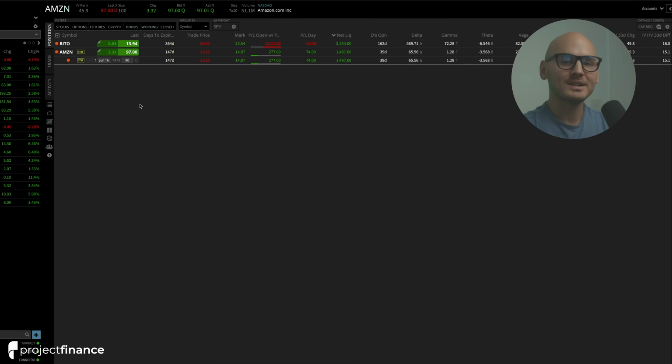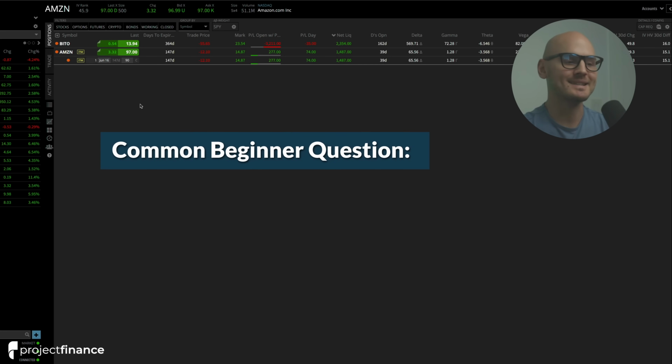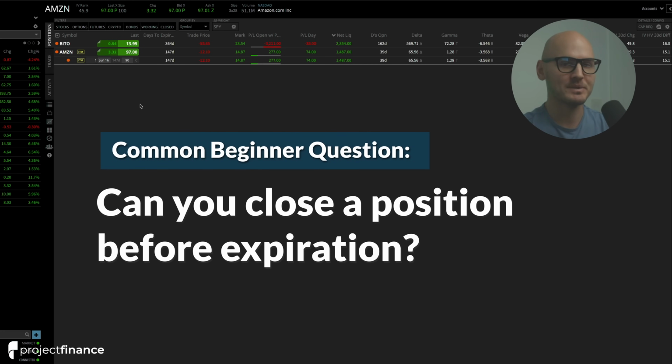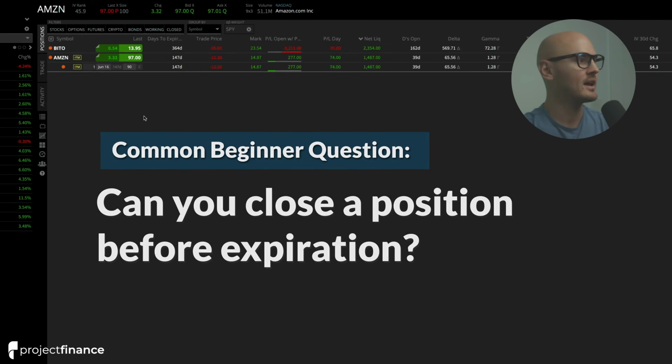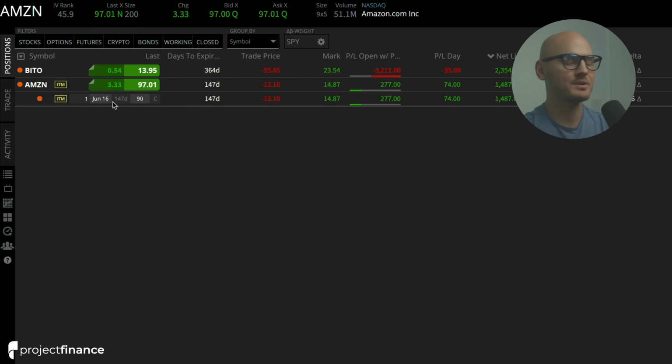So to show you what it looks like to actually close this position for a profit, I'm going to close this position and sell this call option. And I want to do this because a big question that beginners have about trading options is, can you trade or can you close a position before its expiration date? And since this option has 150 days left until expiration, and I have a $300 profit on it, you might be wondering, do I have to hold until June expiration or can I close it now? The answer is that you can always close an option position before expiration.